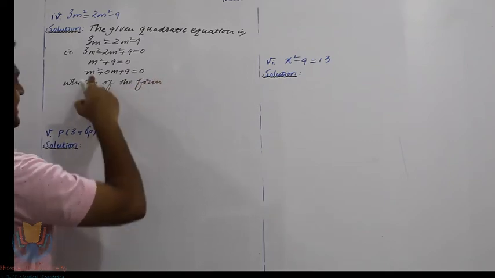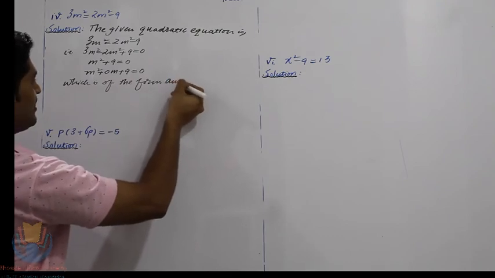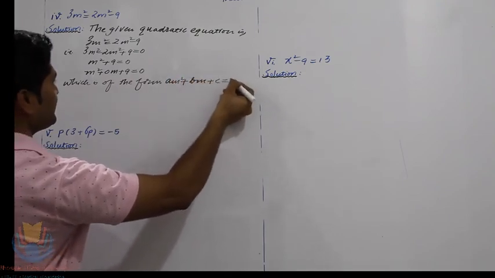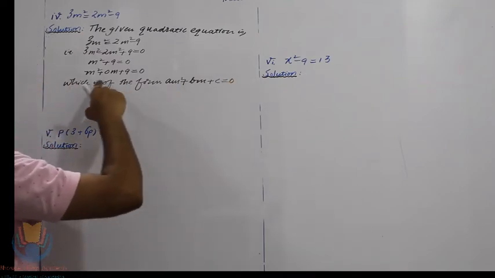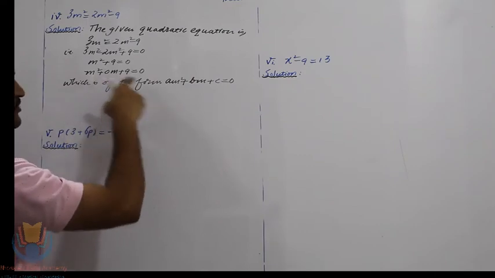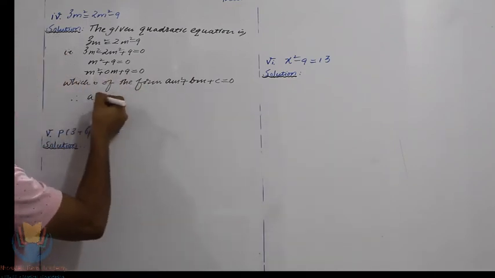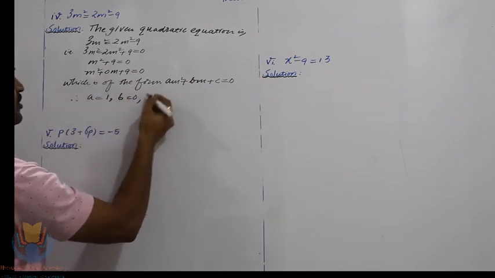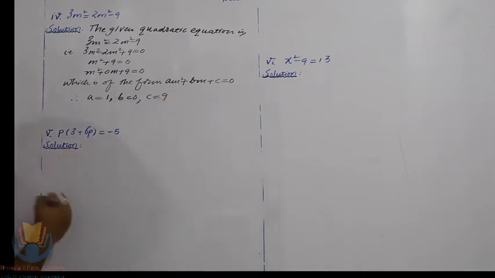So here, which is of the form, as m is the variable, we will write that general form as am square plus bm plus c is equal to 0. In the last sum I forgot to write the same. Whichever variable is there, that variable only we have to use here. Therefore the value of a will be 1, that of b will be 0, and c will be 9. So let's continue with the fifth one.